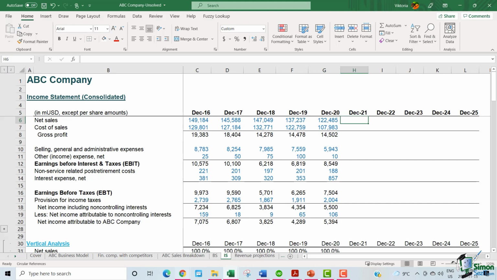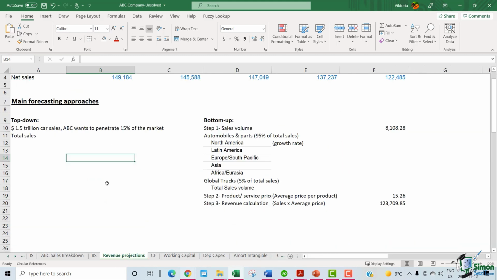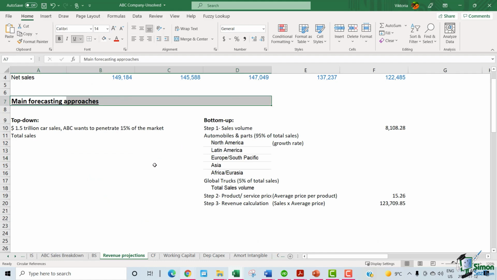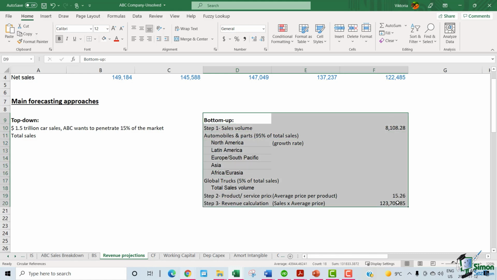It is, in fact, a process of understanding the underlying assumptions and drivers of sales and eventually tracking and managing them. Let me also set realistic expectations at the outset. The probability of finding exact future sales is almost zero, but the accuracy of sales forecasting is critical for projecting our financial statements. In our Revenue Projections tab, let's first discuss the main forecasting approaches. There is the top-down approach, and we also have the bottom-up approach.